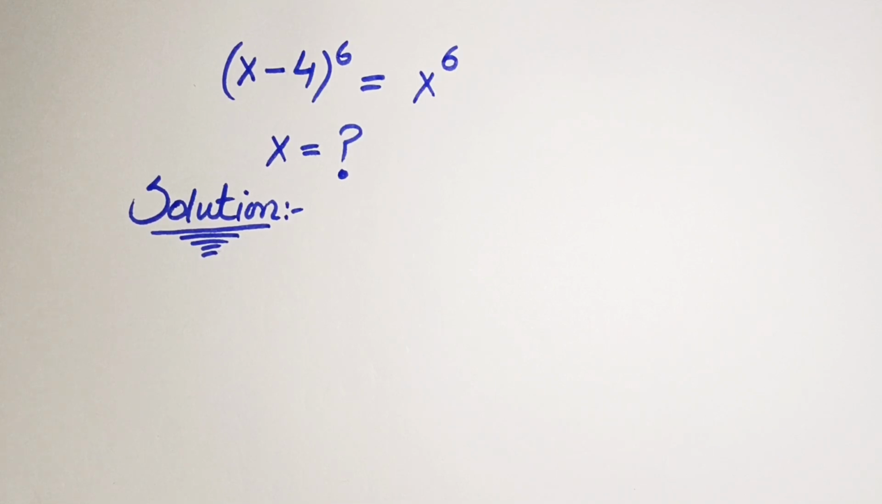Today we have a nice Olympiad problem: (x − 4)^6 = x^6. So we need to find all possible solutions of x.